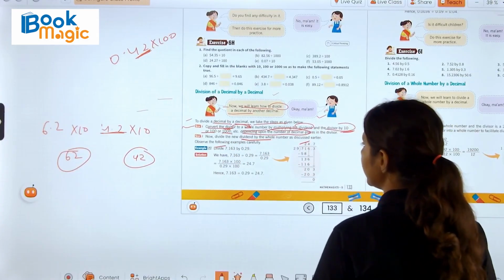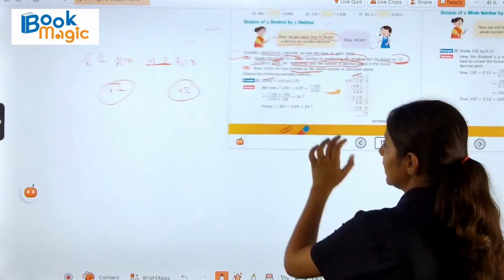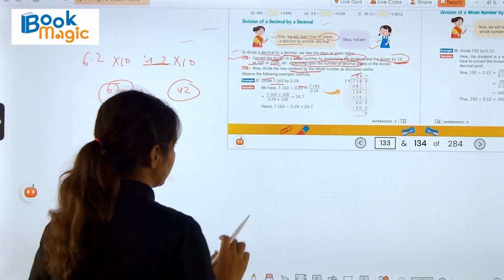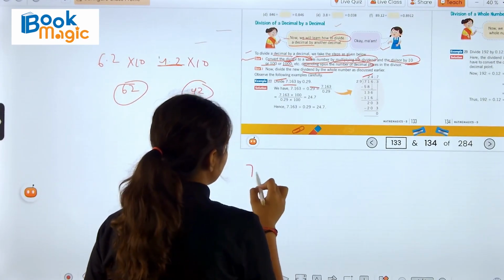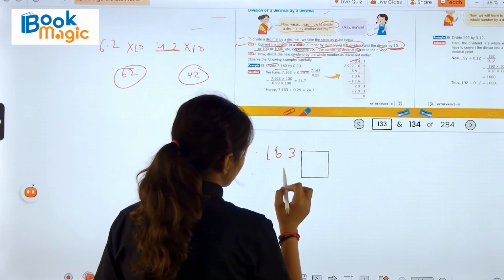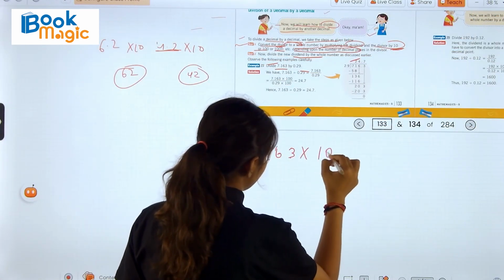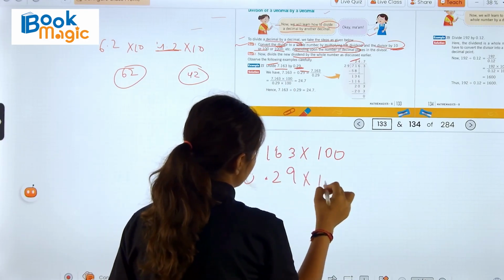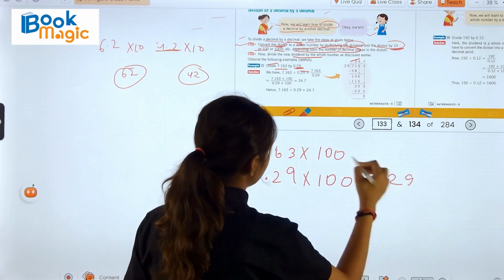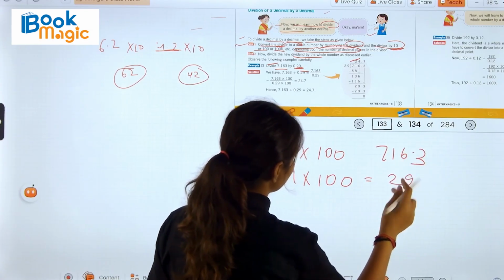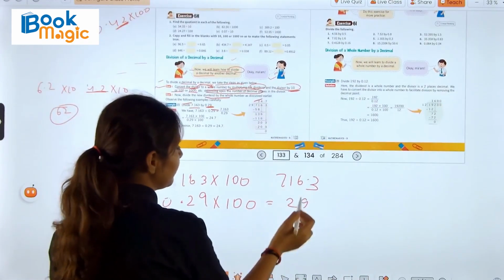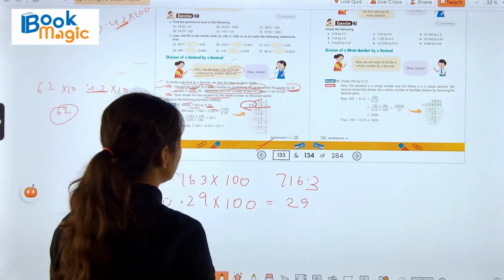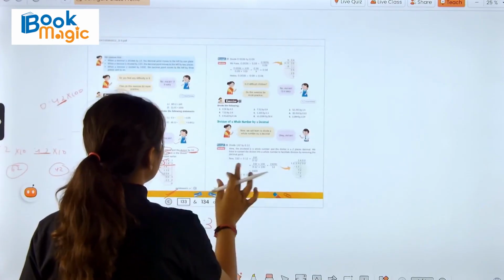Observe the following examples carefully. See, example number 27, 7.163 by 0.29. We have to divide them. So what we are doing here: multiplying this with 100 because the smaller value is having two decimal places only. So this will become 29 and this will become 716.3. Now you can simply do the division. Here it is the dividend and the divisor is a normal number. So you can simply do the division here.